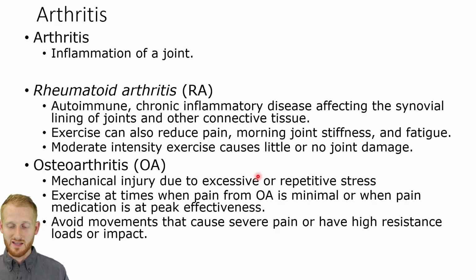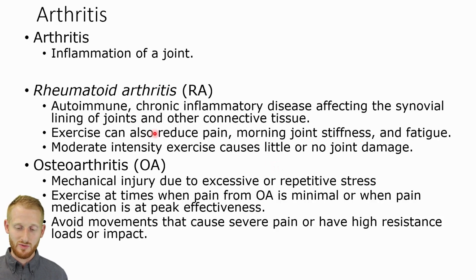And in doing so, it's going to damage those tissues, causing, again, pain. It's going to cause morning stiffness. It's going to cause fatigue. And all those symptoms are going to be lessened by an appropriate exercise prescription. Generally speaking, with rheumatoid arthritis, you want to prescribe moderate intensity exercise that's going to cause little to no joint damage. So things like aqua aerobics are really great for these people because it's going to decrease the strain on the joints.